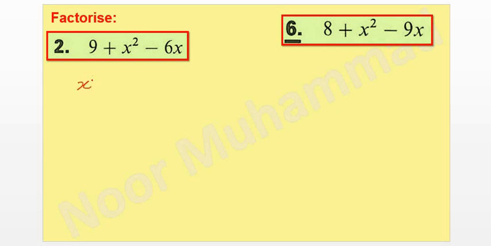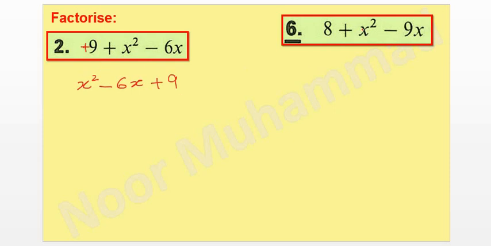Now what is the standard form? X squared minus 6x. X squared is positive, so I was supposed to write the sign here, but because it's positive, there's no need to write it. Whenever the first term is positive, we do not put a positive sign with it. And then we have positive 9 here in the end.